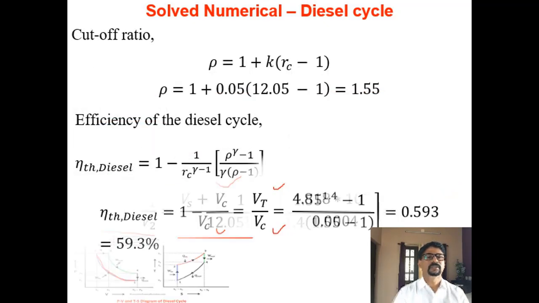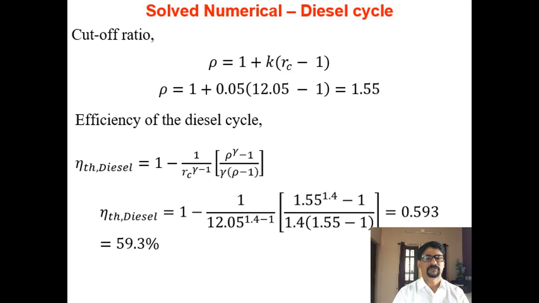Next, since K, the cutoff in percentage, is given as 5%, let us calculate the cutoff ratio. Cutoff ratio rho is equal to 1 plus K into Rc minus 1. Substitute for K as well as Rc, and we'll get the cutoff ratio rho as 1.55.